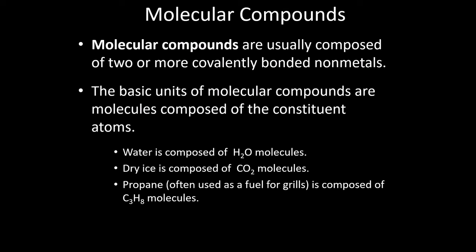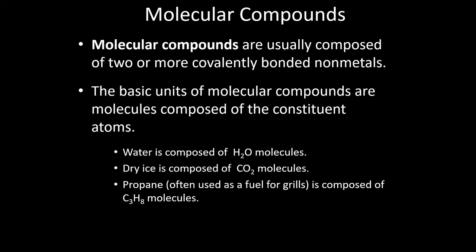If you remember from a few videos ago, we talked about two different kinds of bonding. We talked about covalent bonding, and we talked about ionic bonding. Those two different kinds of bonding will give us two different kinds of molecules. If we have a molecule that is covalently bonded, that is going to give us what we call a molecular compound. These are two or more covalently bonded nonmetals.